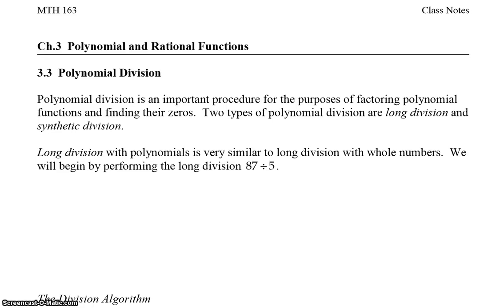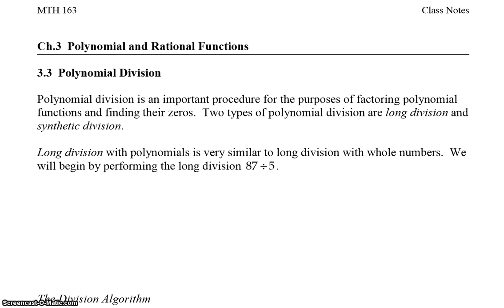Chapter 3, Polynomial and Rational Functions, Section 3.3, Polynomial Division. We're going to see that polynomial division plays an important role in working with polynomials, in factoring polynomials, in finding zeros of polynomials, or, if you prefer, in finding solutions of polynomial equations.